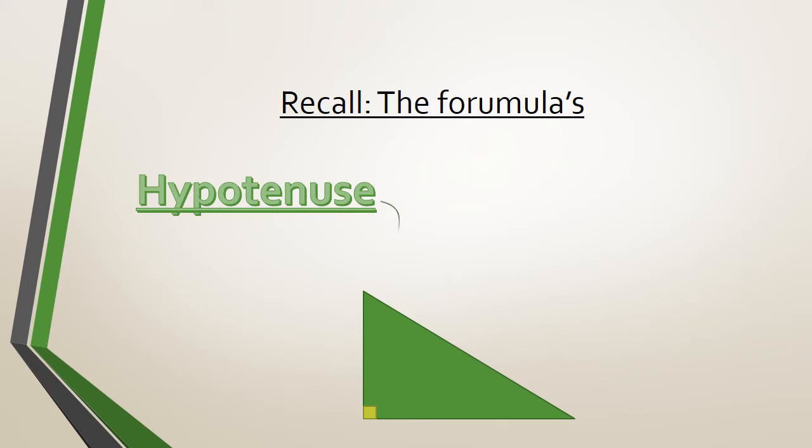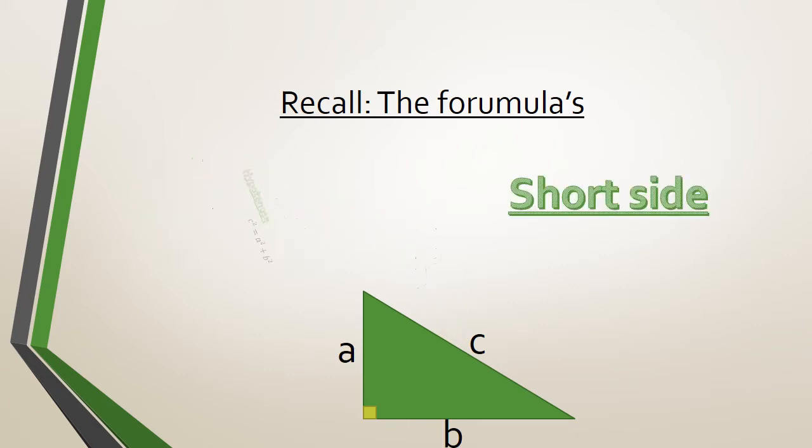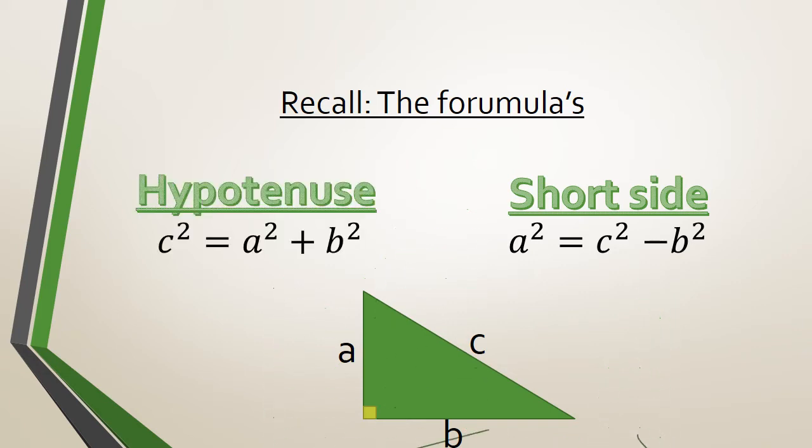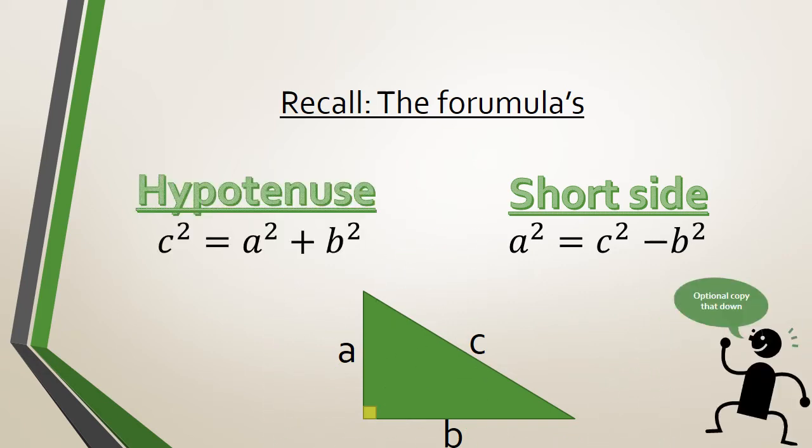The hypotenuse formula: c squared equals a squared plus b squared. C being the hypotenuse, a and b being the other two sides. And if we're finding a short side, we're looking at these two, a and b: a squared equals c squared minus b squared. Optionally you can copy that down. If you think you've got that under control, leave it there.